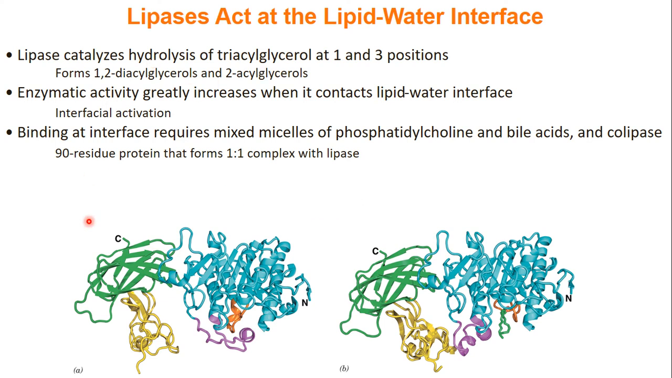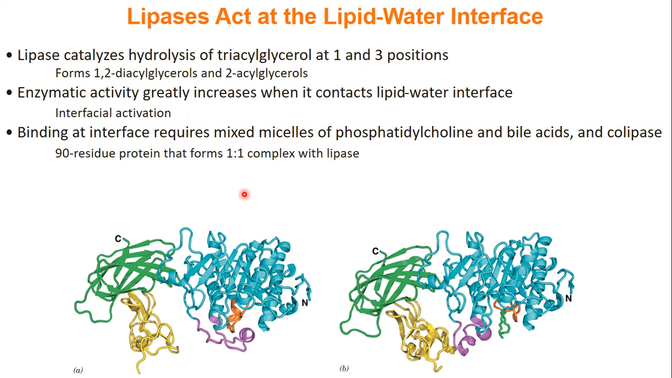Now, the specific enzymes that are responsible for digesting these fats start with lipase. Here you're going to hydrolyze triacylglycerols at the 1 position and 3 position. And this activity, as we said in the previous slide, will happen at the lipid-water interface. The activity of the enzyme actually increases once it hits this interface. We call that interfacial activation. I'm going to activate when I'm at the interface of fat and water.